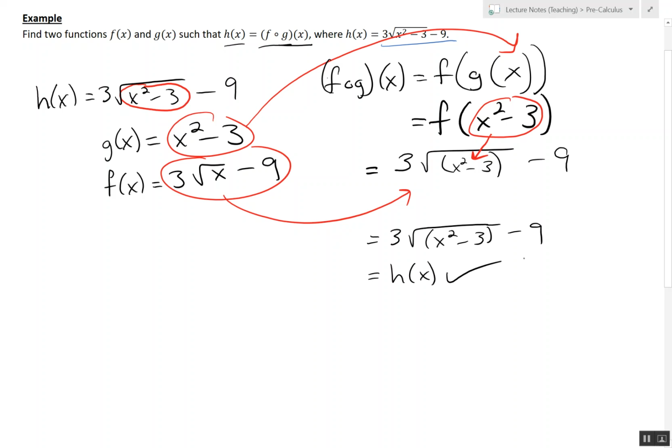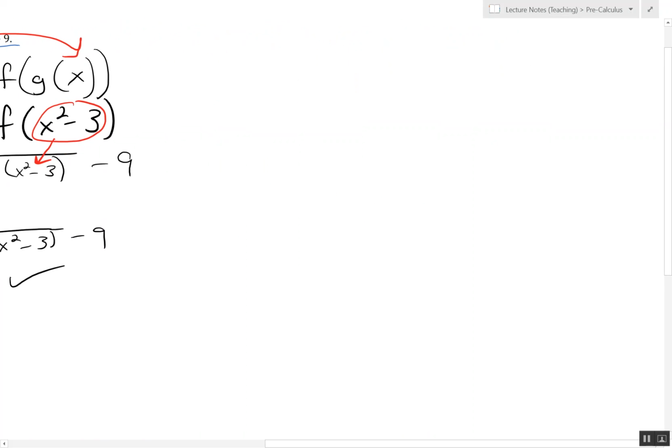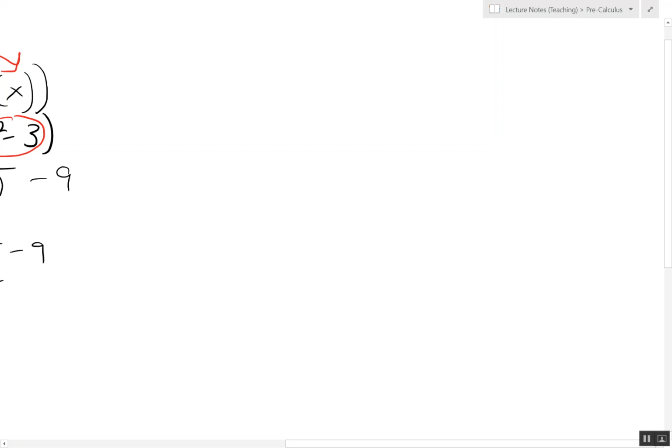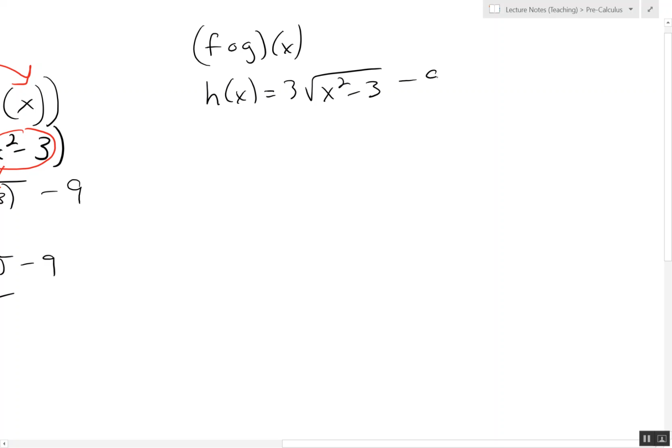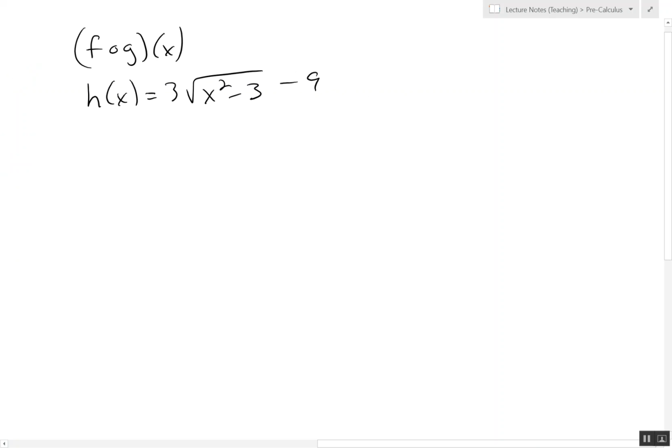So we have found two functions whose composition makes h of x. One of the good/bad things about this, though, is it is not unique. So let's look at the example again from another point of view. Again, I'm reminding you that we're looking for f circle g of x, and we want it to equal h of x, which equals 3 times the square root of x squared minus 3, all minus 9. So let's move this over a little more. You can write the 9 more cleanly.